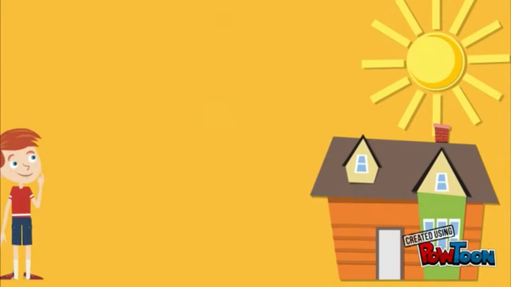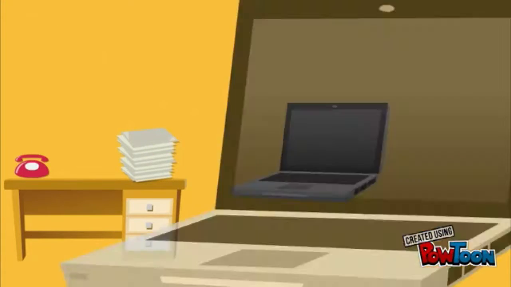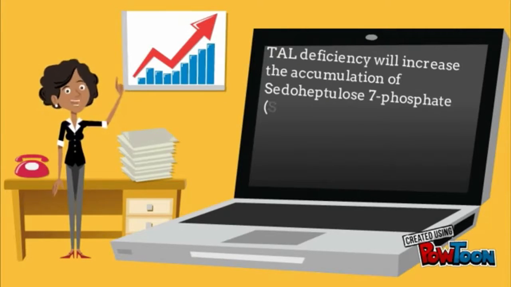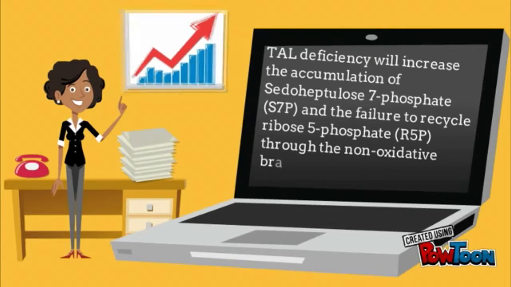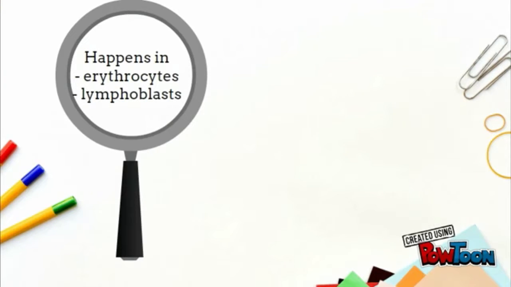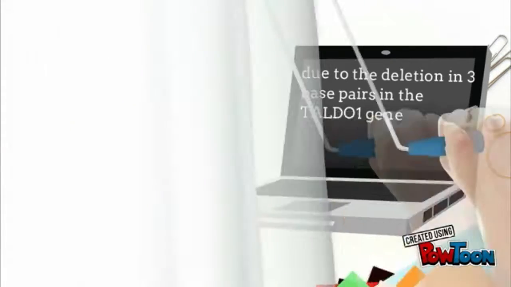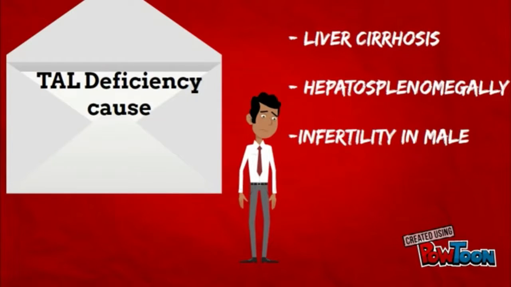Transaldolase deficiency is a condition with an abnormally low level of TAL enzyme. TAL deficiency will increase the accumulation of sedoheptulose 7-phosphate and cause failure to recycle ribose 5-phosphate through the non-oxidative branch. It mostly happens in erythrocytes and lymphoblasts. This is due to the deletion of 3 base pairs in the TALDO1 gene. Deficiency of TAL enzyme will cause liver cirrhosis, hepatosplenomegaly, and infertility in men.